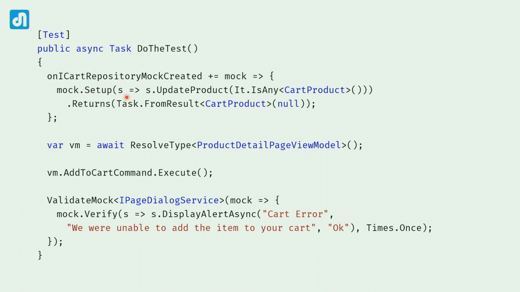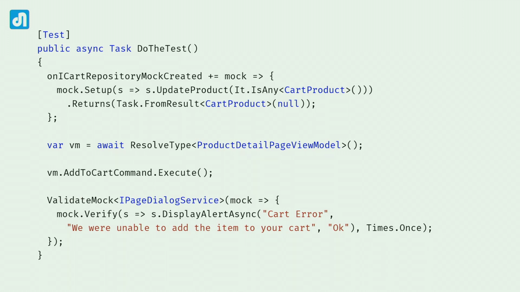So in this case, I'm testing an error condition, so I need to make sure that I don't actually return anything out of this repository call, so that I have the no results condition coming in. And then I just resolve the type like normal, do whatever it is I'm wanting to do here, call my add to cart, execute, and then call my validate mock, which gives me a mock of this type that comes out of the IOC container and lets me verify that the cart was called.